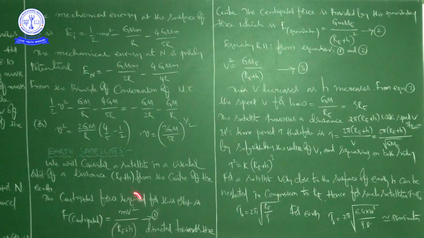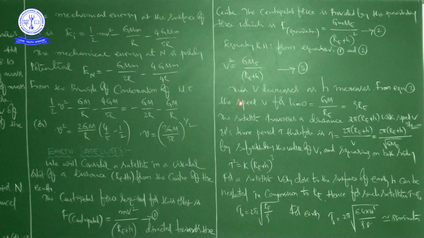This one is going to equate to this one: small m v square by (R_E plus h) is equal to G small m capital M_E by (R_E plus h) whole square. Small m will get cancelled and one factor of (R_E plus h) will get cancelled. So finally v square is equal to capital G capital M_E divided by (R_E plus h). That is equation number 3, the expression for the square of the speed.